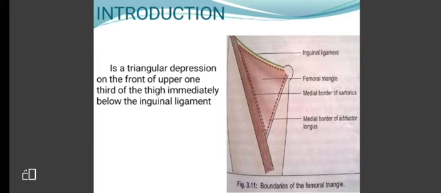Now, let's learn about the introduction of femoral triangle. Femoral triangle is a triangular depression on the front of upper one-third of the thigh, immediately below the inguinal ligament, as you can see in the diagram.